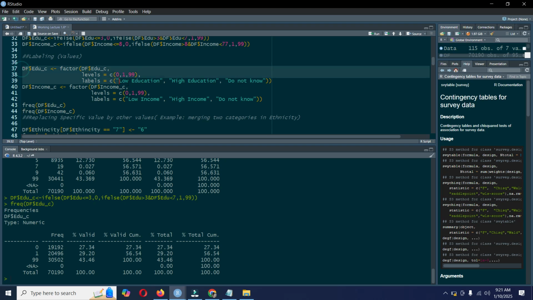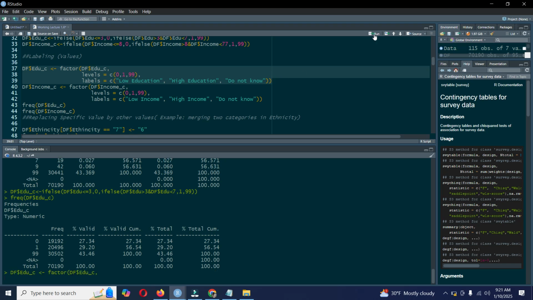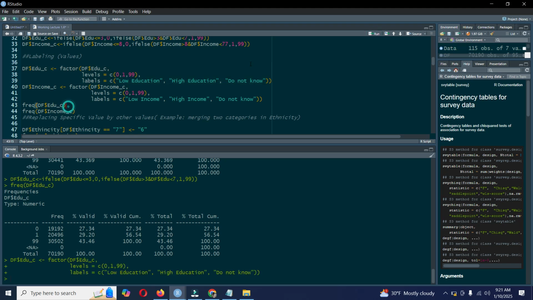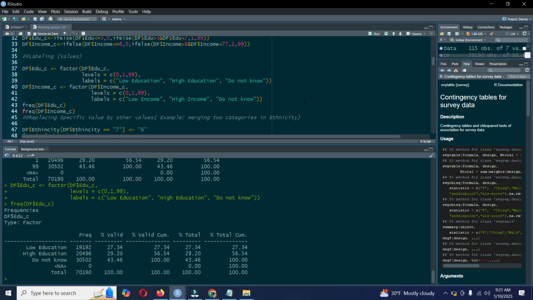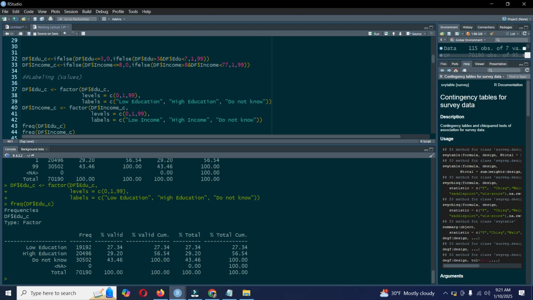So I'm just labeling the variable values of the variable education, and you can run this. You will see, now you can see the frequencies. We have three classes: low education, high education, and don't know. So this is the table you can produce, and you can just copy to your publication, and present in your report. So similarly we have just converted the income into two categories again.